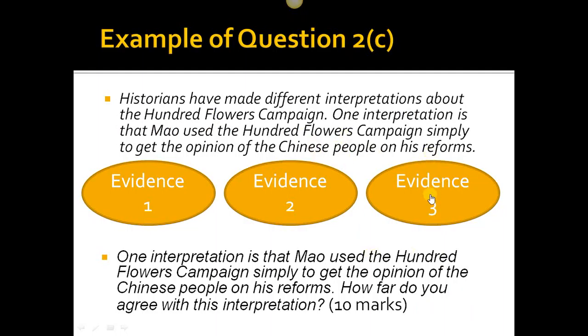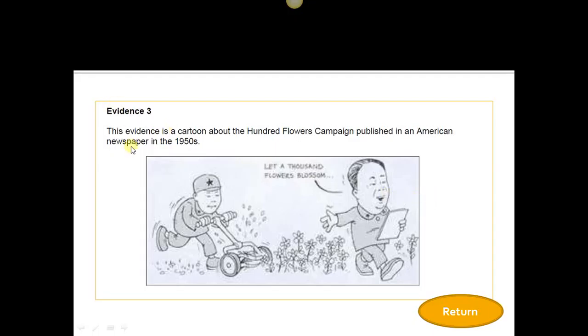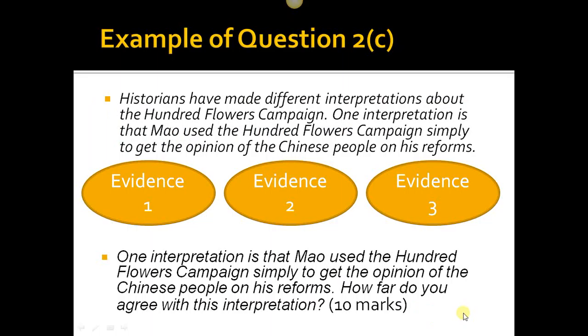So we'll have a look at evidence number 3 and we'll see if that agrees as well. Evidence 3. This evidence is a cartoon about the 100 Flowers campaign, which was published in an American newspaper in the 1950s. And here you can see Mao, I'm assuming sowing seeds, although I can't see it there. But the flowers are blooming, and he is saying, let 1,000 flowers blossom. And what you have here is a member of the Communist Party coming in with a lawnmower and chopping them down.